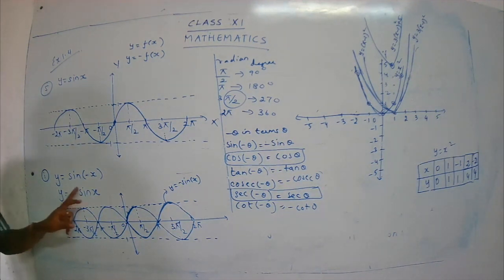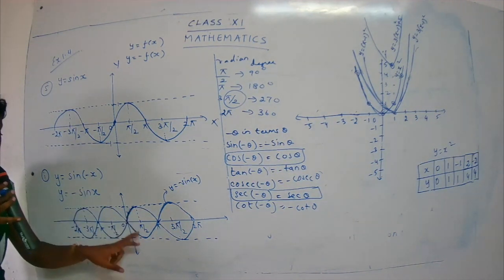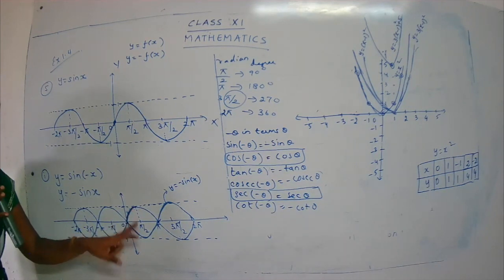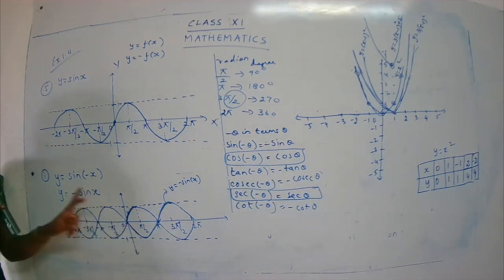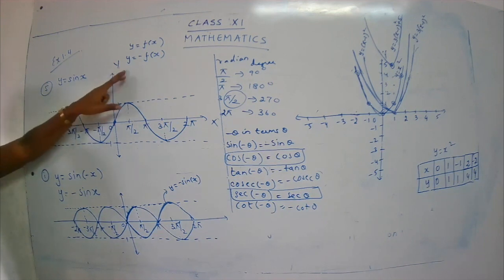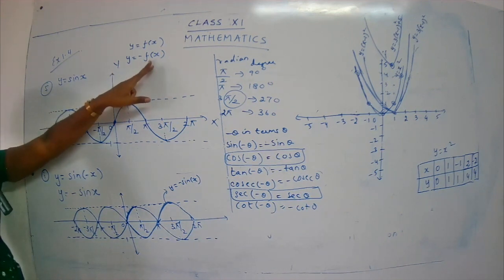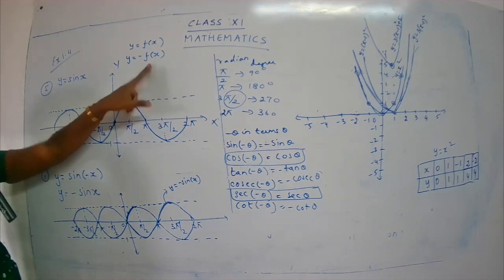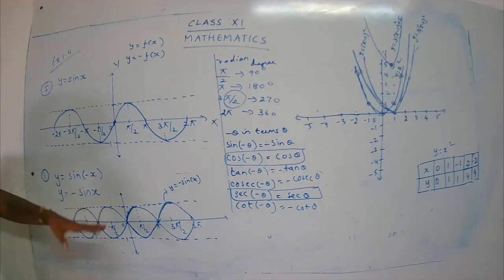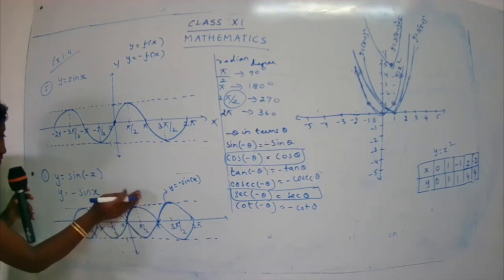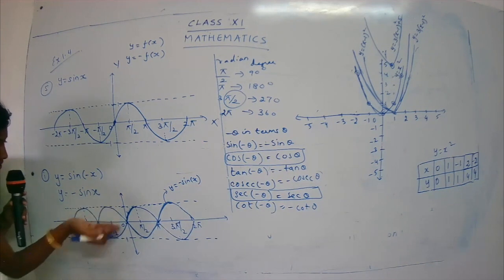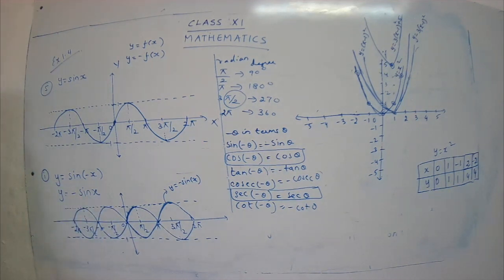How did we get minus sin x? We just take the mirror image of it. You have to take the reflection about the x-axis, because the condition is that we get y is equal to minus f of x. So when you have minus f of x, the reflection is about the x-axis. You get a mirror image. So this is our first point. Let us write the explanation for this.